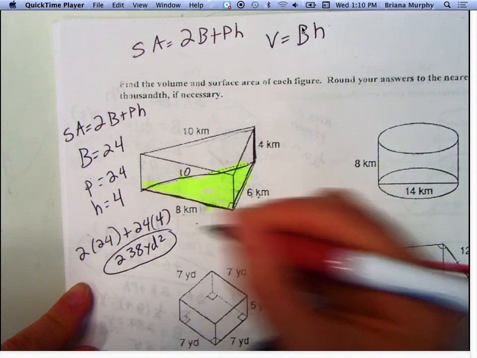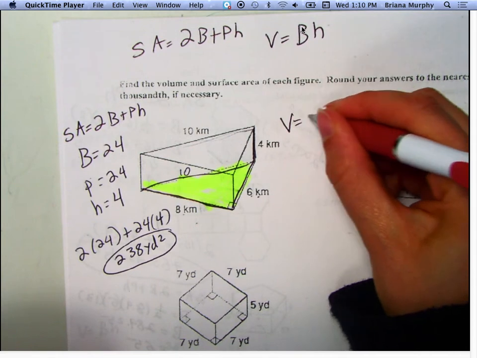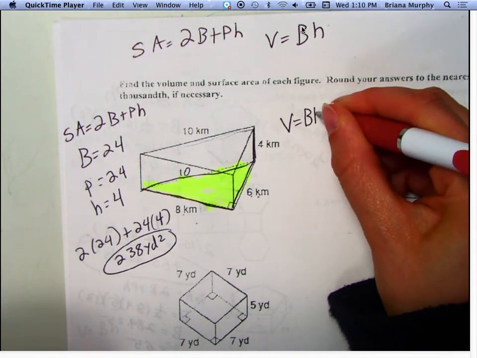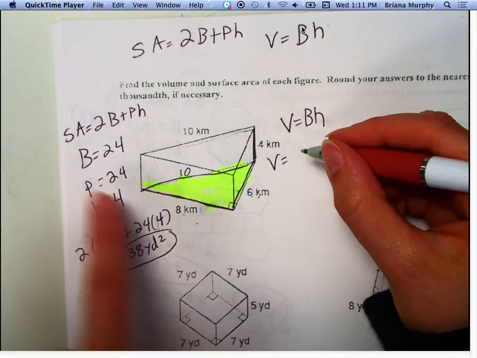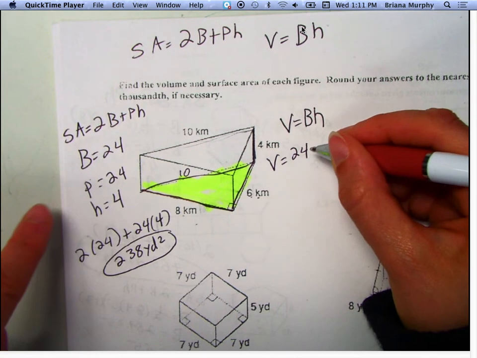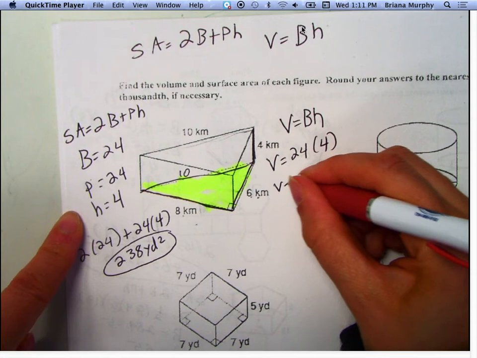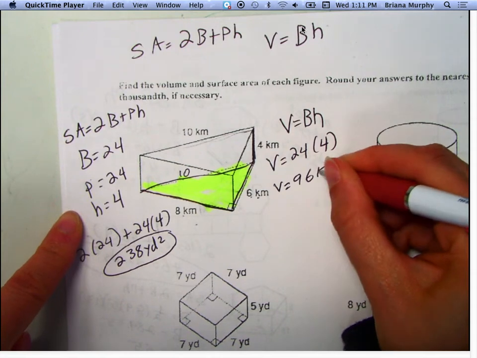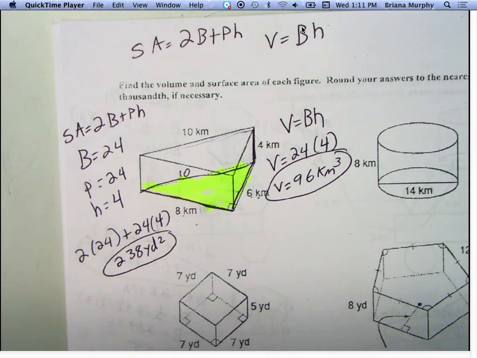And then let's go ahead and figure out the volume. Volume is just area of the base times the distance between the two bases. So what's the area of the base for this? We already know it, right? It's 24. And what's the distance between the two bases? 4. So you just put that in your calculator and you get volume equals 96 kilometers cubed. See, volume's a lot easier, right? Yeah. Why can't we do this more often?